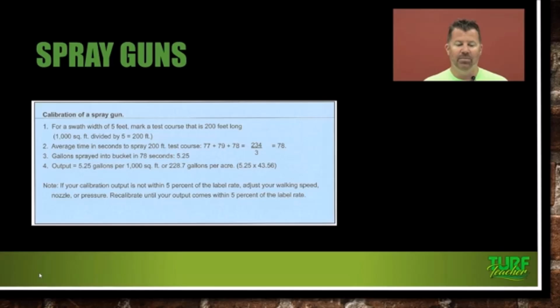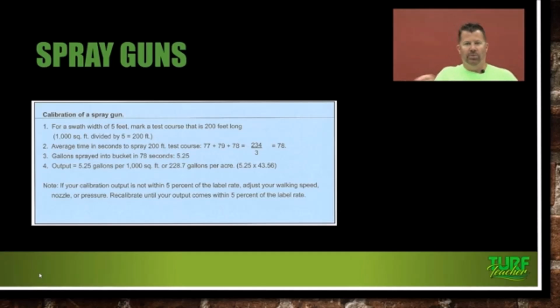Note, if your calibration output is not within 5% of the label rate, adjust your walking speed, your nozzle, or your pressure, and then recalibrate until your output comes within 5% of the label rate. And so what would 5% of the 5.25 gallons per 1,000 square feet be? You just multiply 5% times your 5.25, and if it's within what the label rate states, you're good to go.